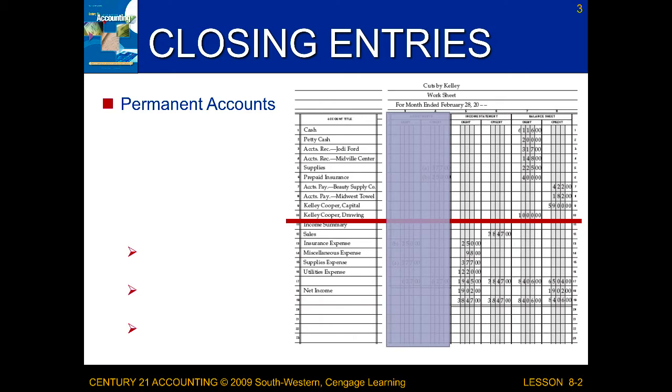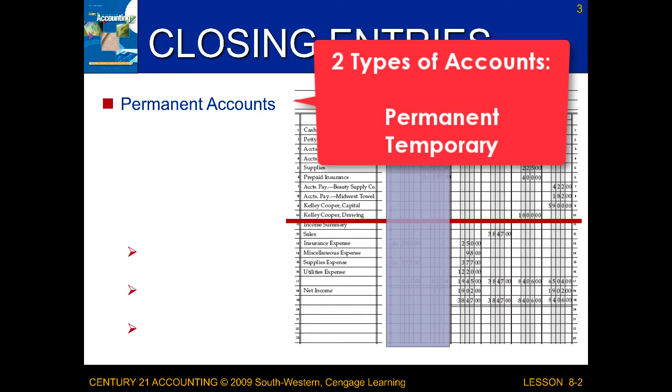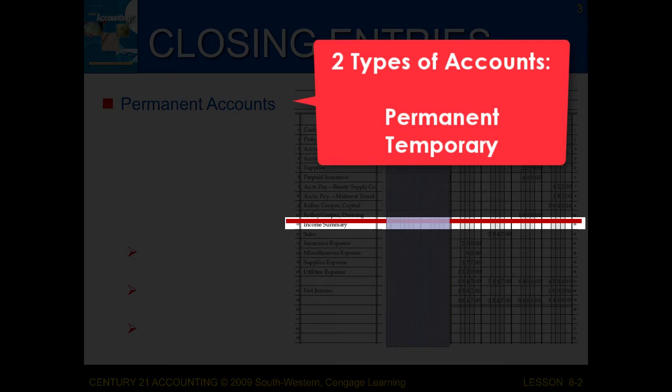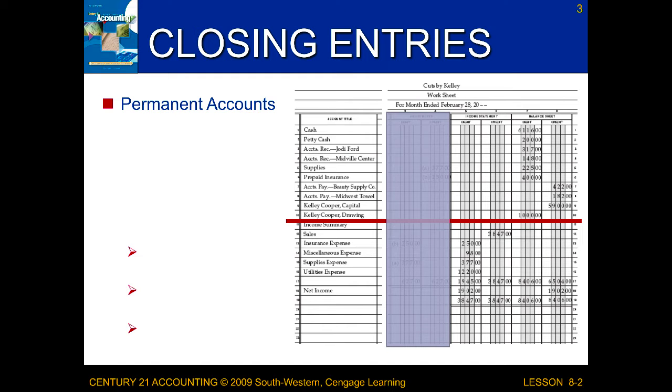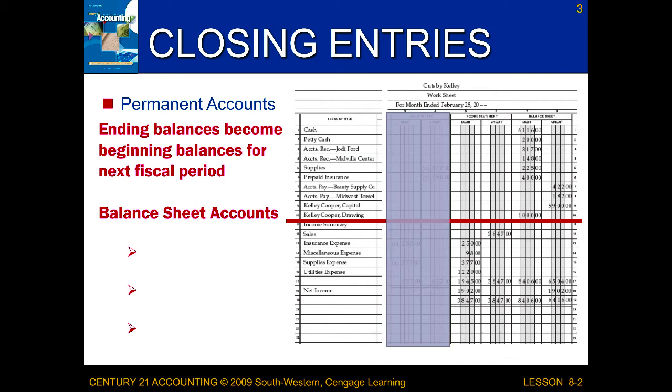Now, the first thing to note is that we have two different types of accounts. We have what are called permanent accounts and what are called temporary accounts. And this deals with that income summary account and that imaginary line we used to draw on the worksheet. Permanent accounts are accounts that are going to have ending balances at the end of the fiscal period, or for this example, the end of the month. And those balances just roll over and they become the beginning balance for the next fiscal period.